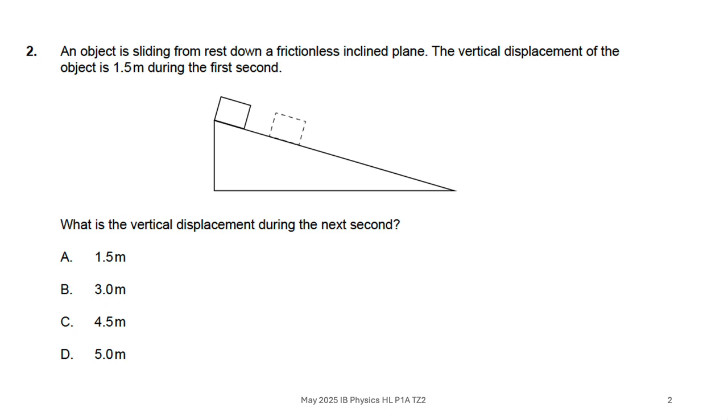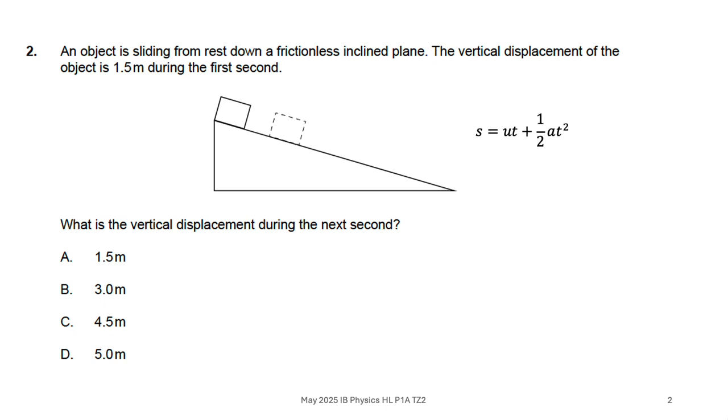So firstly, I think it's very worthwhile reading the question carefully. We're looking for the vertical displacement during the next second. So many students at this stage will calculate the final vertical displacement. That's not what we want. We want the change in displacement. We want essentially displacement at the end, take away displacement at the beginning. So let's have a little look here.